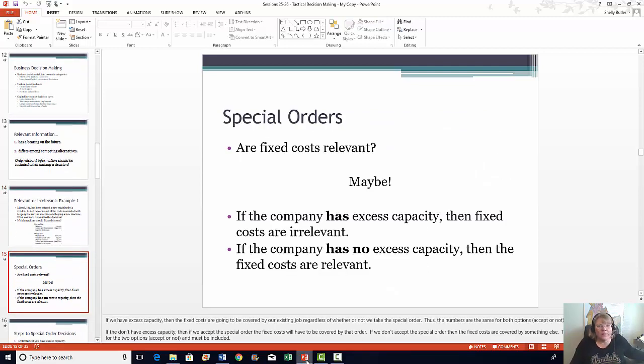So special orders. Now that's a little bit different. You want to look at the fixed costs. Are the fixed costs relevant? Well, maybe. Because if the company has excess capacity, then fixed costs are irrelevant because they're spending that money anyway.